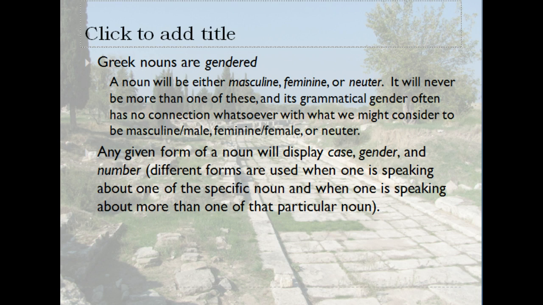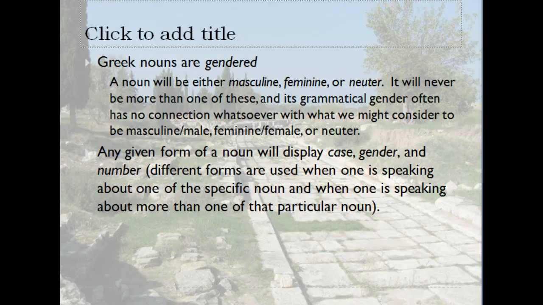Similarly, in Greek, every noun is assigned to a gender, and only one gender. Kyrios will always be masculine. That particular noun will never show up as feminine or neuter. Ecclesia, the word for church, will always be feminine. It will not sometimes be masculine, sometimes feminine, sometimes neuter. It will be assigned to one gender. Very often that will seem random to us.